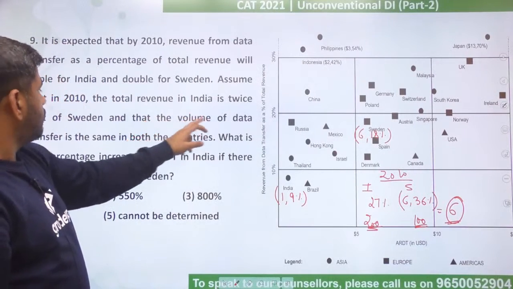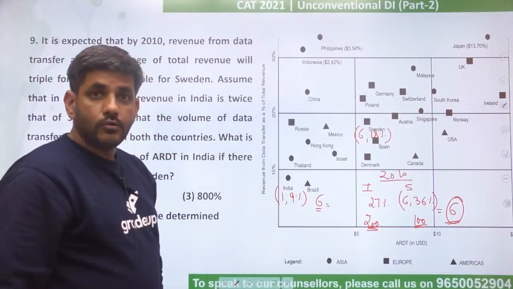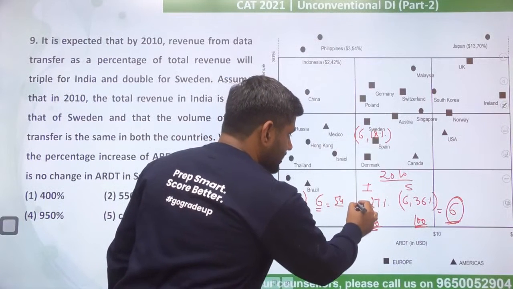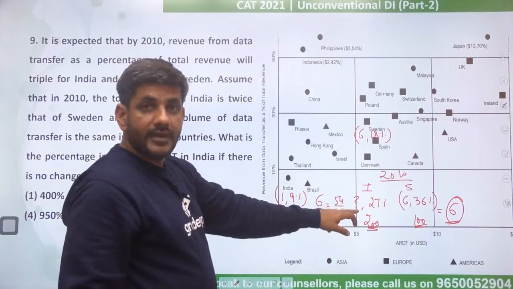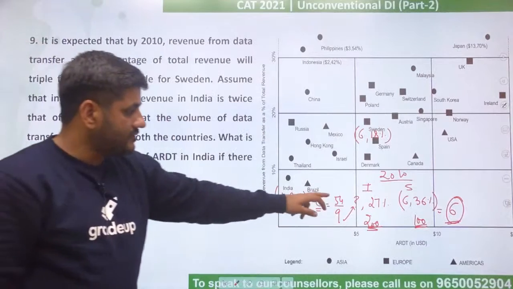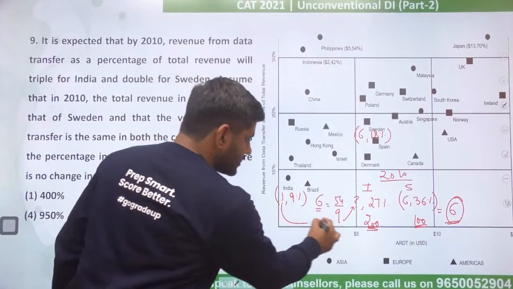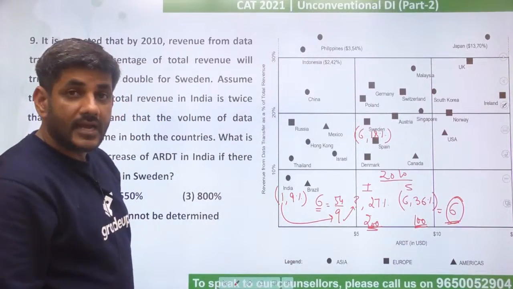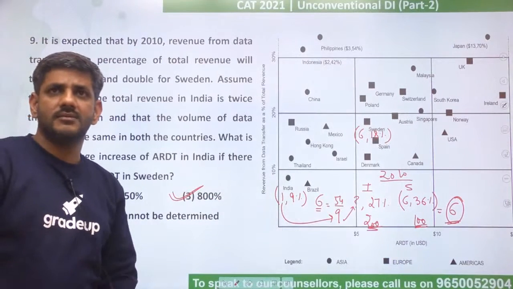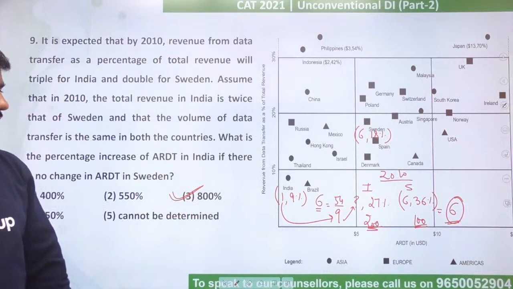And he says that the volume of data transfer is same for both of them. So this should also be 6. And how do we get this 6? 200 ka 27%, which is 54, divided by this figure, the ARDT of India. So can I say ARDT of India should be 9? Because only then 54 by 9 would be equal to 6. So ARDT of India, which was 1, it has become 9. So it has become 9 times, or it has increased by 800%. Vaishnavi got exactly the same answer. 800% and exact figures as 1 and 9, which is absolutely correct. So 800% is our answer.